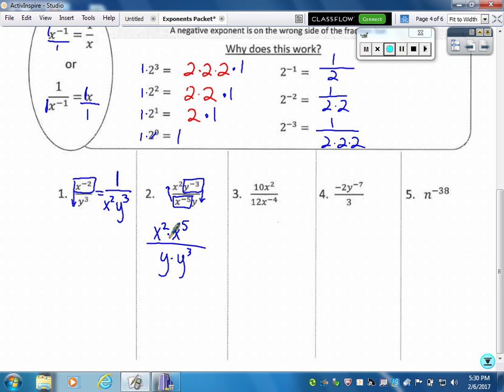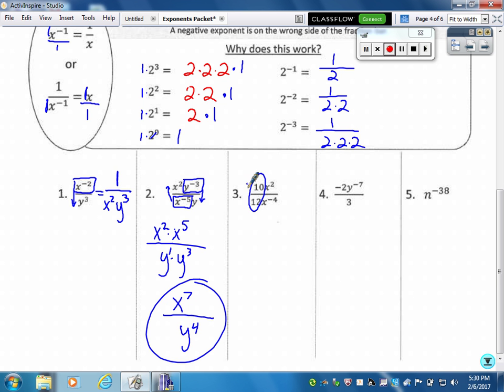So all we did was move anything with a negative exponent to the other side of the fraction and make it positive. One last step, I shouldn't leave these multiple things around. This is actually the product rule from a while ago. So all we need to do is put these together. I've got 2 x's and 5 x's, so I have 7 x's. And I have 1 y and 3 y's, so I have 4 y's. And now you are all done.